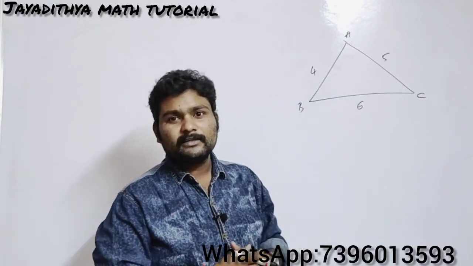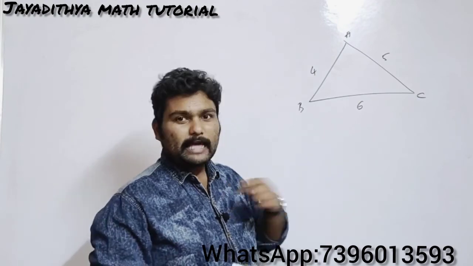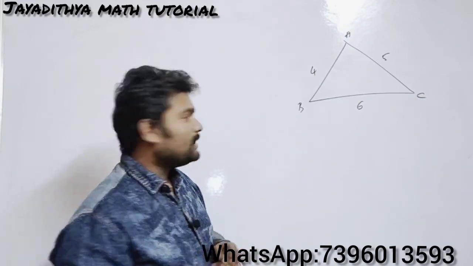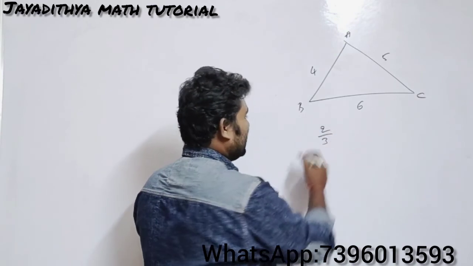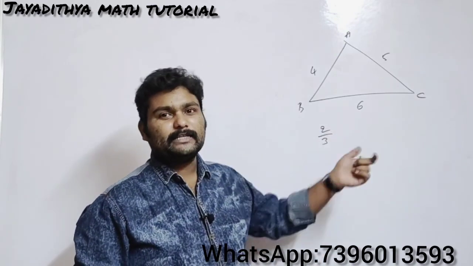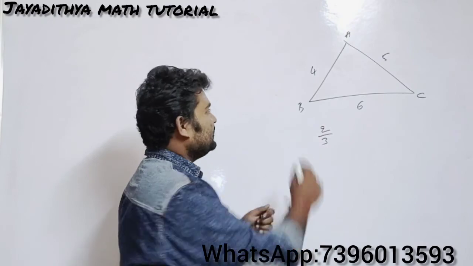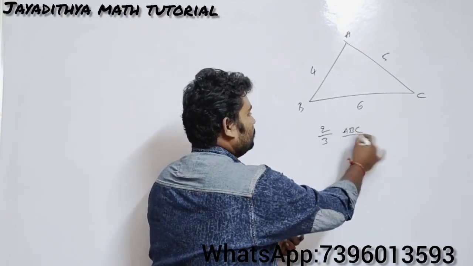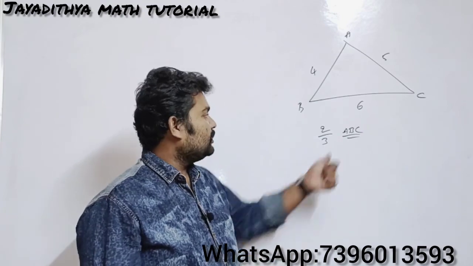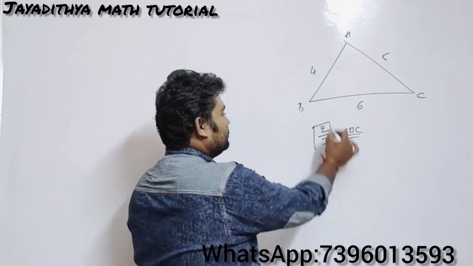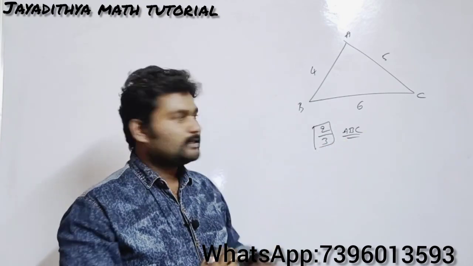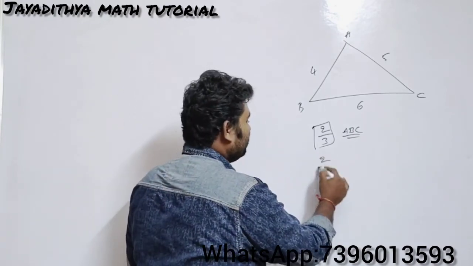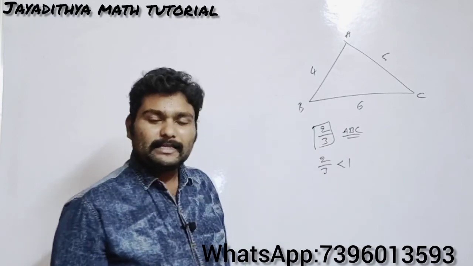Generally we take the bigger dimension as the base. So here also I have taken it in the same way. After this, you should construct a similar triangle whose sides must be 2 by 3 of the corresponding sides of the original triangle. That means each side of the similar triangle must be equal to 2 by 3 of the sides of triangle ABC. So you observe the fraction here. That is a proper fraction, so its value will be less than 1.